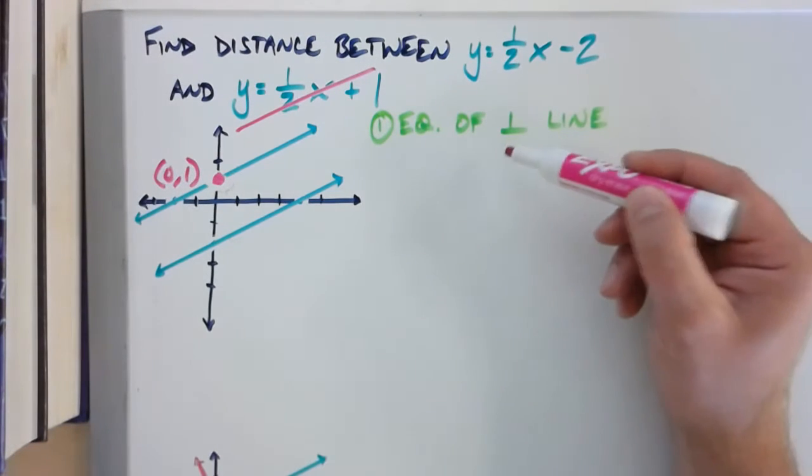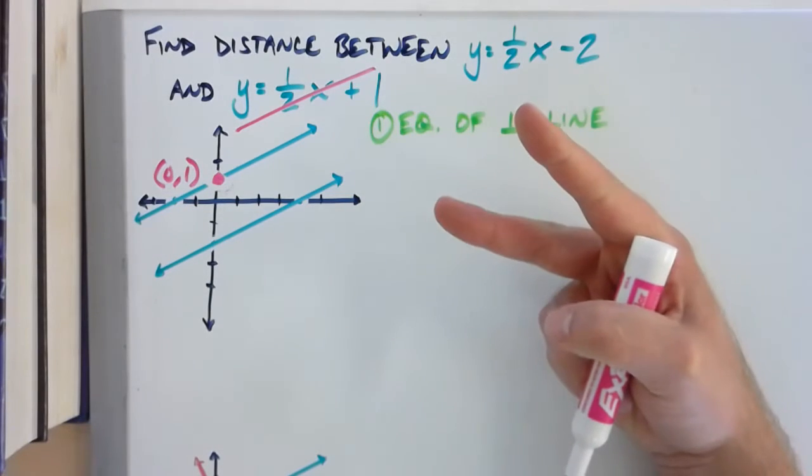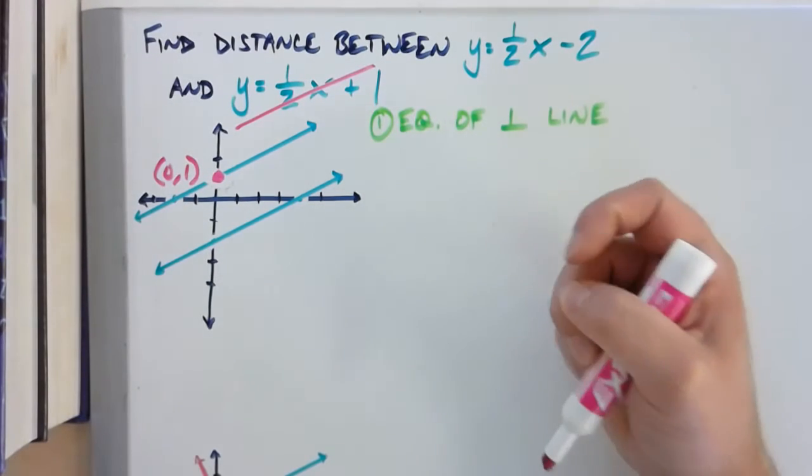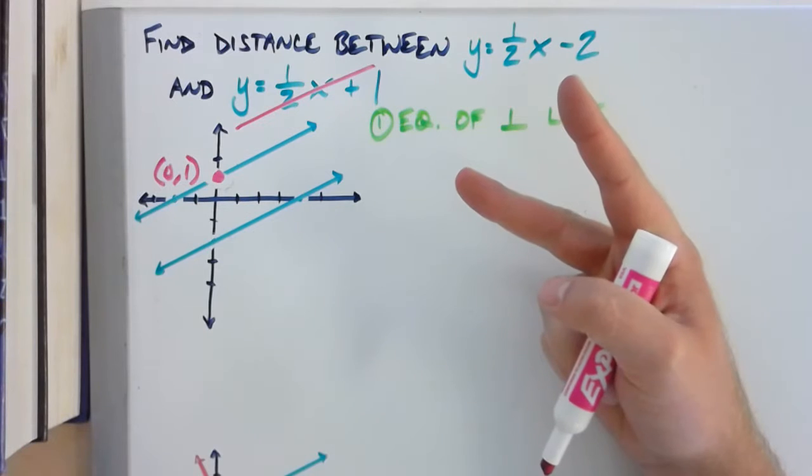All right, so let's move on to the equation of this perpendicular line. Again, I need two things in order to find the equation of any line: slope and intercept.